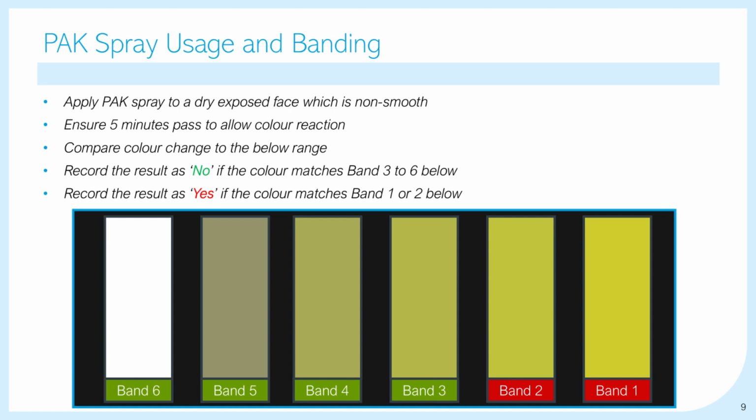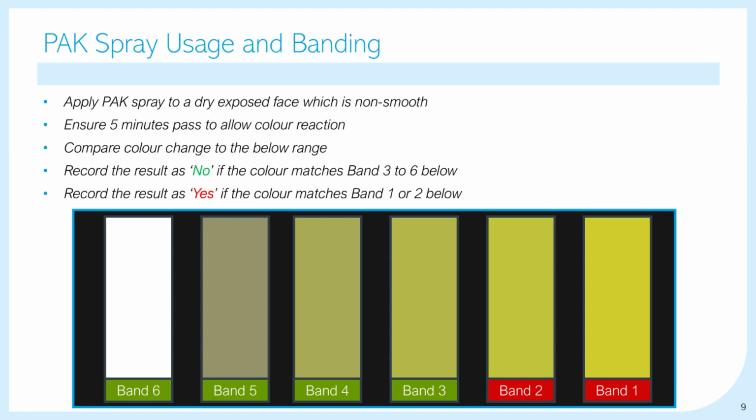Spray across the full depth of the tarmac and wait 5 minutes for the reaction to develop. Then check the color against the chart. If it matches band 1 or band 2, record your answer as yes, the material is likely hazardous. If it matches band 3 to band 6, record it as no, coal tar is not indicated. Remember, pack spray is there to confirm what you already think, not replace your judgment. If you are unsure, take clear photos and speak to your supervisor.